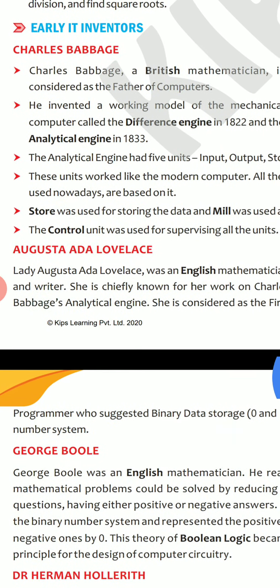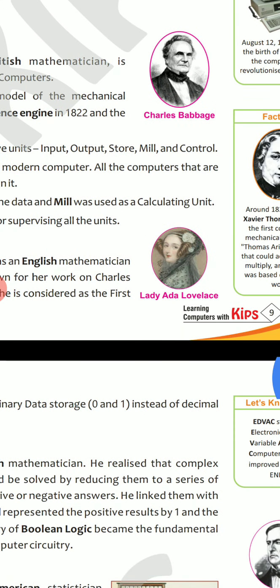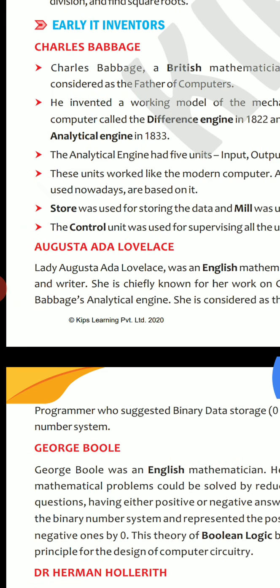The next one which was there that day is Charles Babbage. Charles Babbage is a British mathematician, and he is known as the father of the computer. He invented two machines. One is the difference engine, invented in the year 1822, and the other one is the analytical engine, in the year 1833. This is the picture of Charles Babbage, and the machine has controlling capacity also, meaning it has a control unit as well as storage capacity.